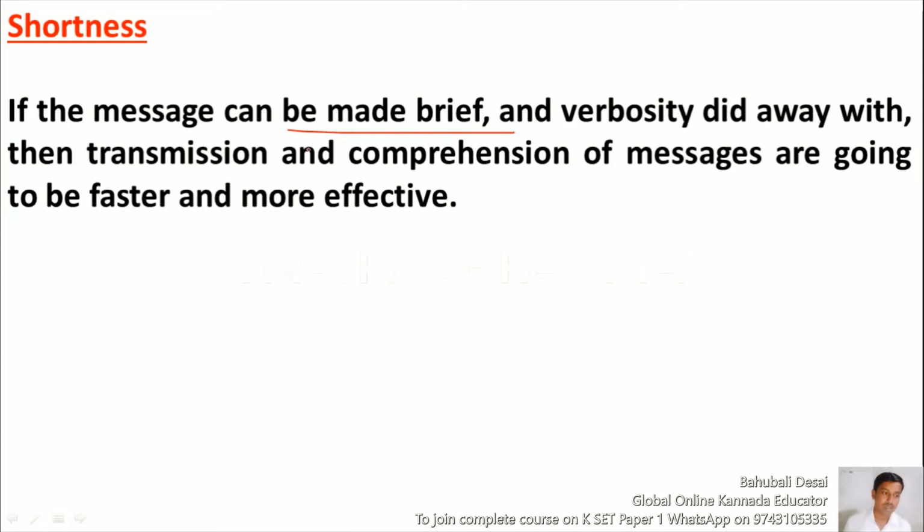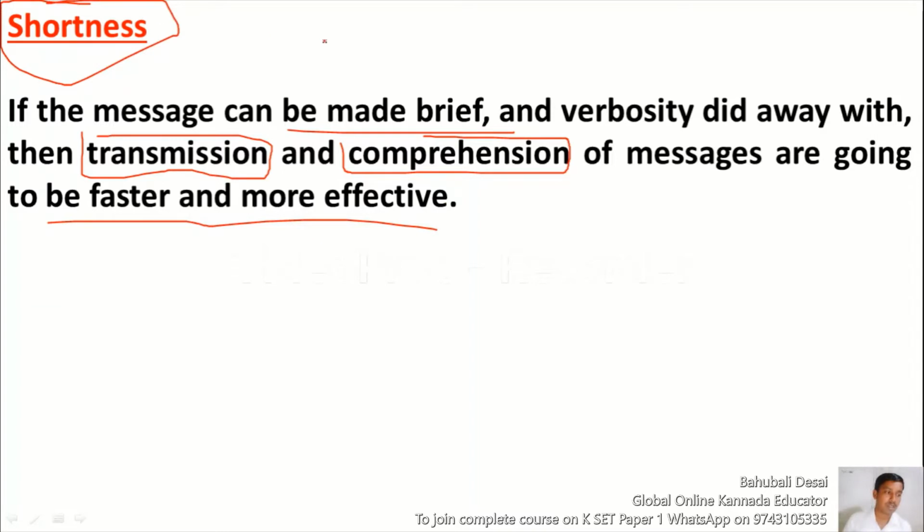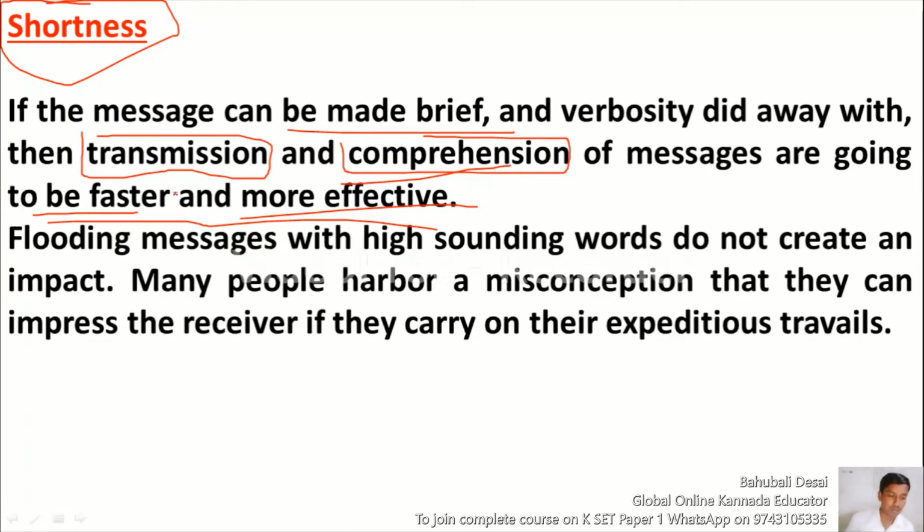Then only the sender can give the information to the receivers very clearly, and even receivers can understand the message very clearly, and the transmission and comprehension of the message will be fast and more effective. So the sender should always give information in short form, and should not unnecessarily use long sentences. Then the receiver understands the information properly, it becomes more effective, and information can be transferred faster.